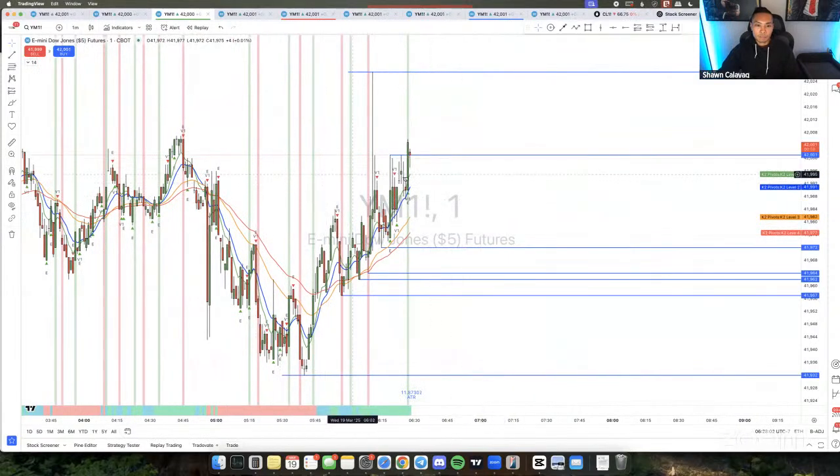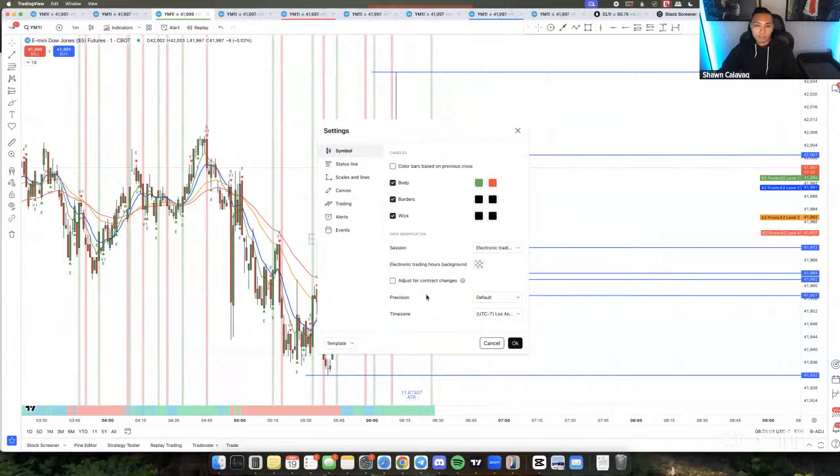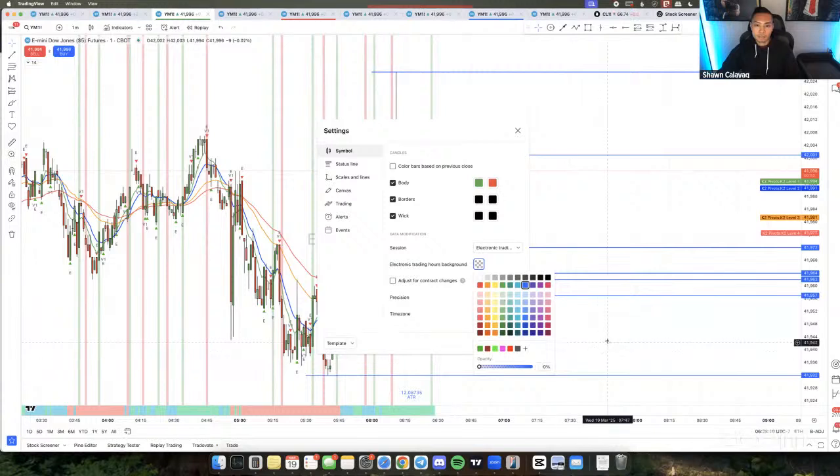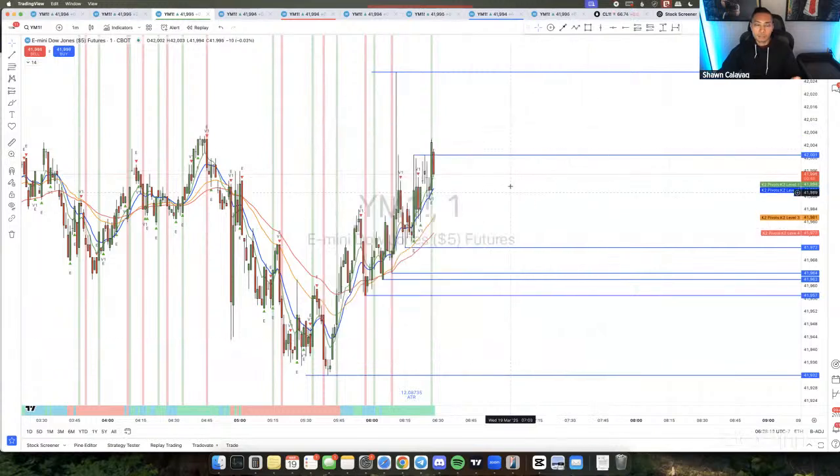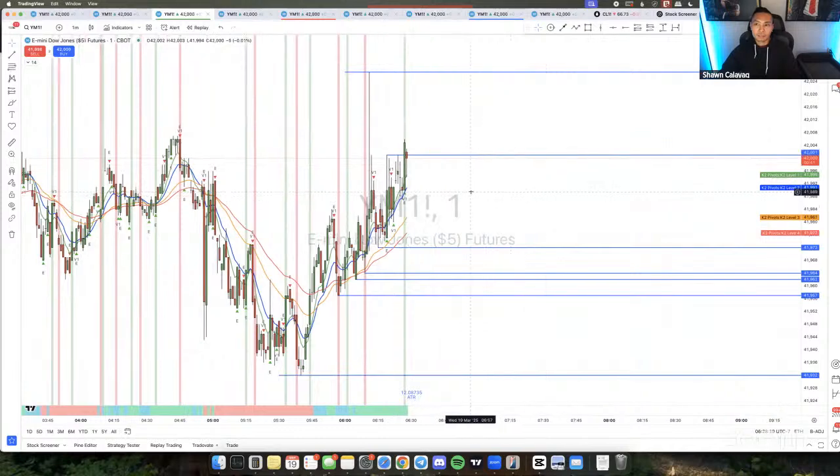You guys, if your screen is blue, just go to your settings, go to electronic trading hours right here under symbol. It'll probably say 8% here for opacity. Just put it to 0, and the blue will come off. It just shows you where the session's at. I mean, it's not necessary because you don't really care about that. I guess if you're backtesting, it'd be useful, but we're not.